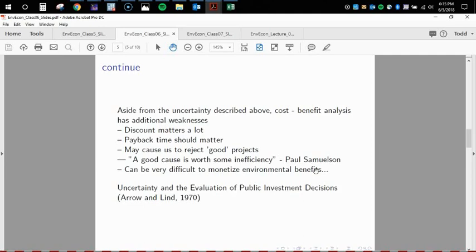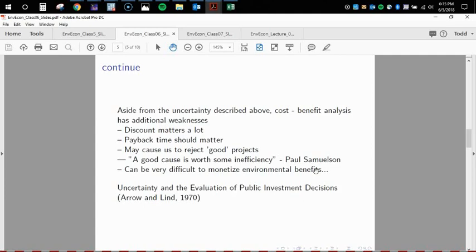And then lastly, and this kind of leads us into what will be the discussion for next week, how do we actually monetize environmental benefits? How do we actually think about them in the context of them having a cost associated with them? And that's difficult to do, but that, again, will be the main thrust of what we talk about next week.